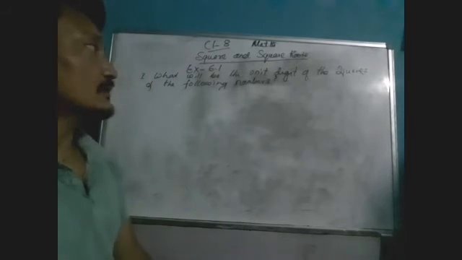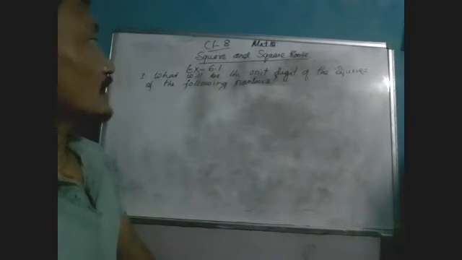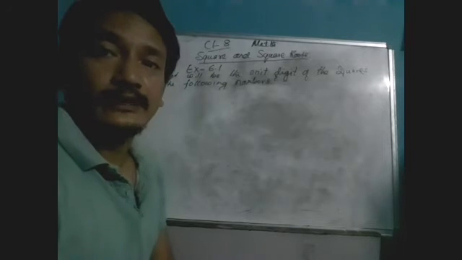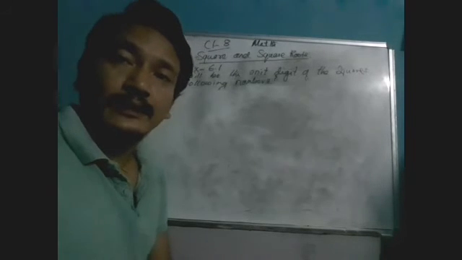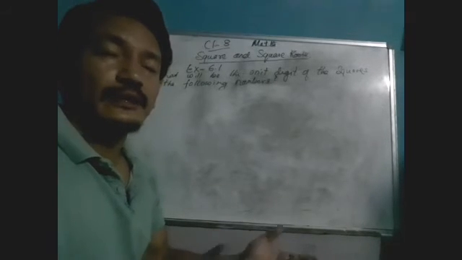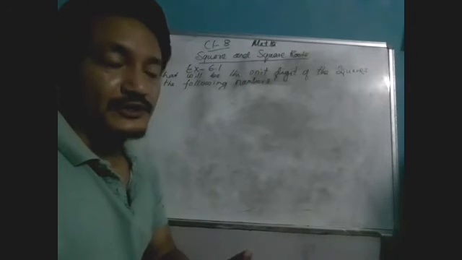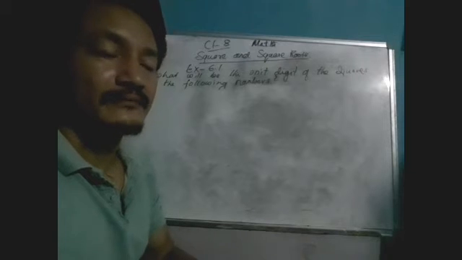This is the first question in exercise 6.1. If you have a book right now, please open it and go through this question. The question says: what will be the unit digit of the square of the following numbers. There are some numbers given in your question, and you have to find the square of each number.